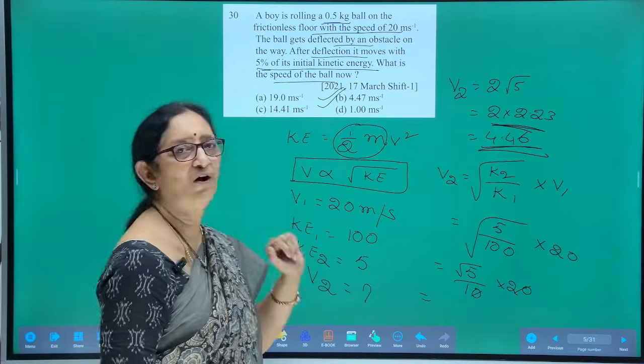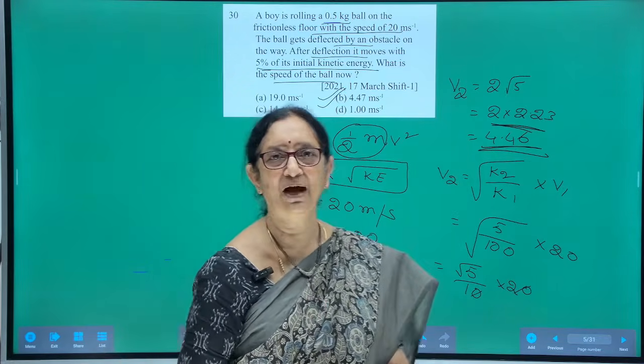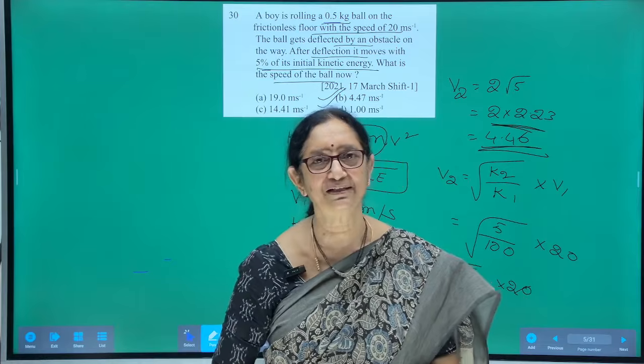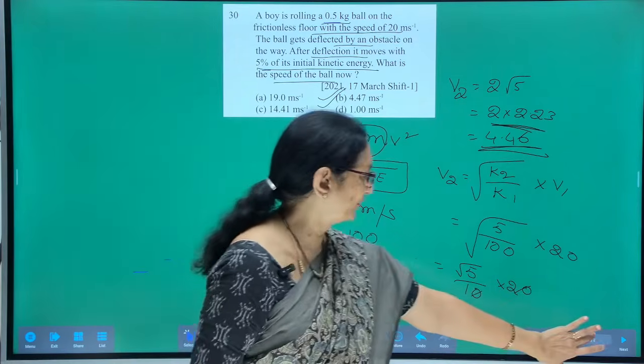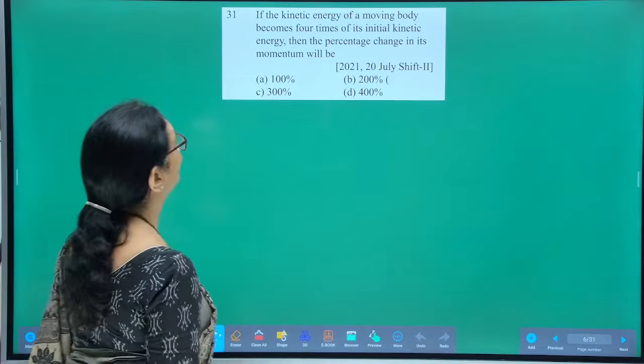So, simple concept: KE is equal to half mv squared. If mass is constant, KE is proportional to v squared, or v is proportional to root KE. Move on to the next.